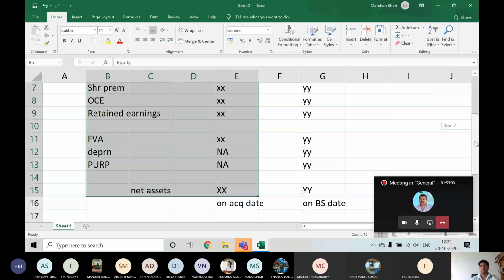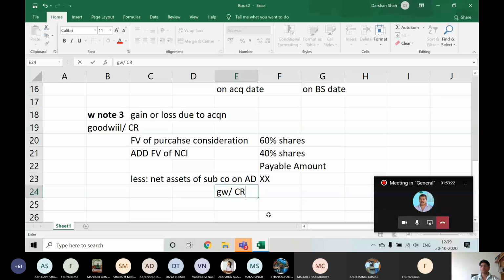So that will be your net assets of subsidiary on acquisition date. So that will give me what? That will give me either goodwill or capital reserve. That will be my gain or loss. Is this clear? Yes, sir.